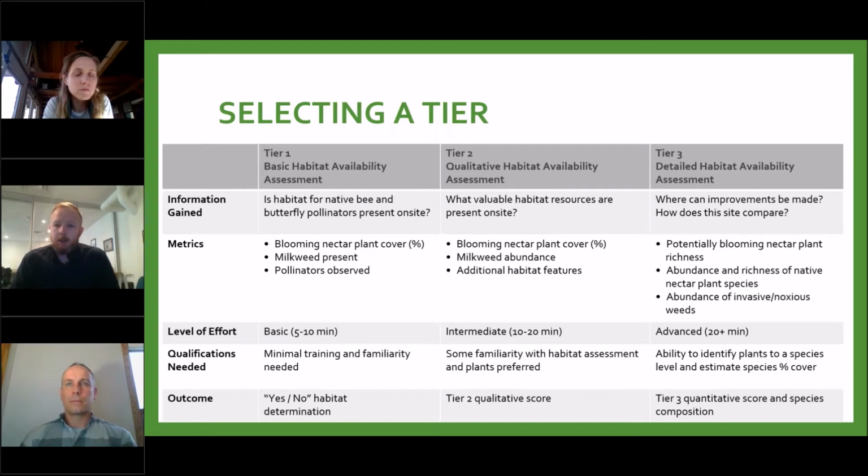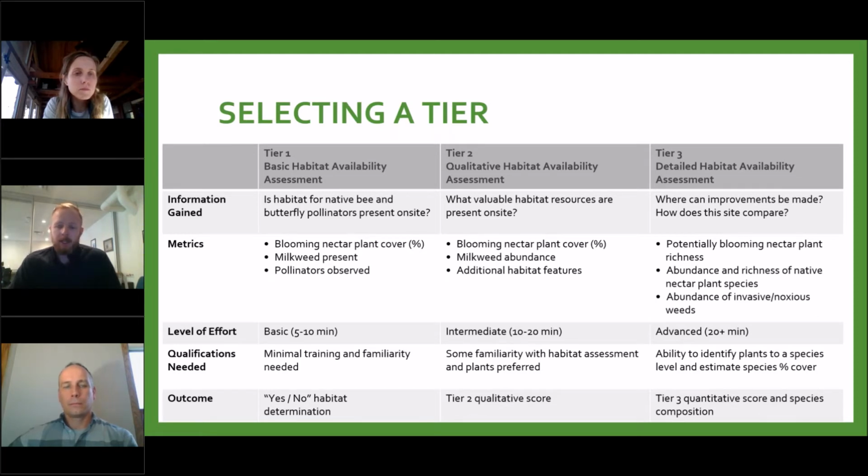And then with tier 3, we actually get that species composition information, and we can track progress over time in terms of the changing abundance of native nectar plant species or invasive and noxious weeds. Keep in mind that as the tiers go up, it's going to take a little bit more effort, a little bit more training, and a little bit more expertise.